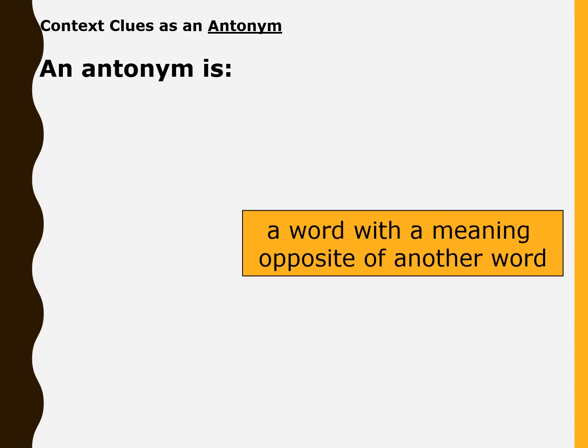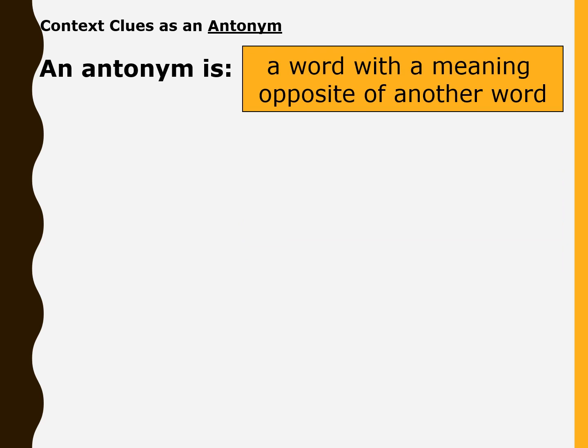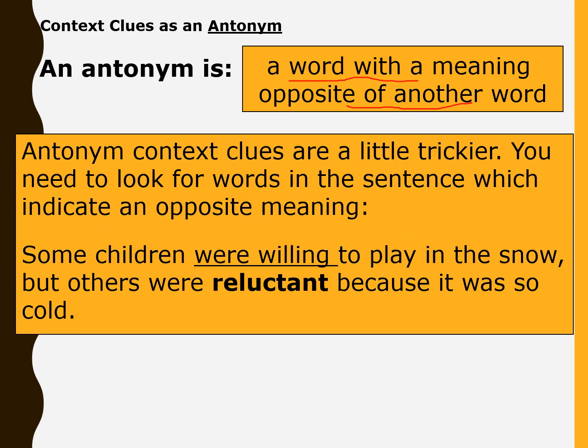Alright, next we are going to look into the definition of antonym. An antonym is a word with the meaning opposite of another word. Antonym context clues are a little trickier. You need to look for words in the sentence which indicate an opposite meaning. For example, some children were willing to play in the snow, but others were reluctant because it was so cold.